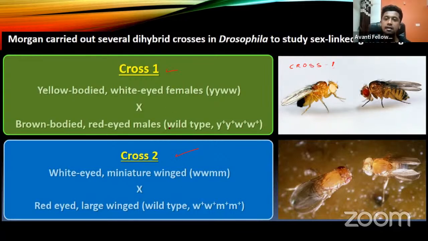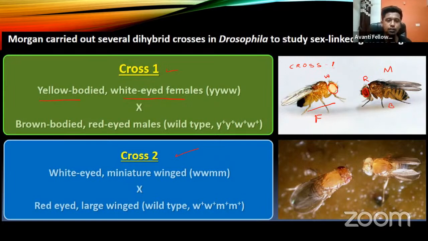In cross 1 he selects, see here, yellow-bodied, white-eyed females. You can see here the body is yellow and you have a white eye, and this is a female. And then he chooses a brown body and red eye color, and this is a male. So we have a white-eyed, yellow-bodied female, and a red-eyed, brown-bodied male. This is the first cross.